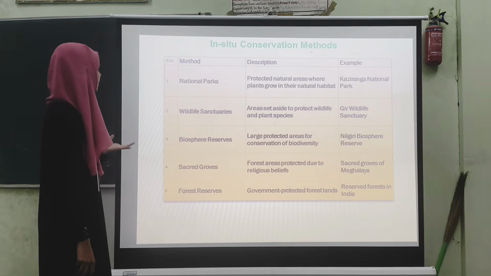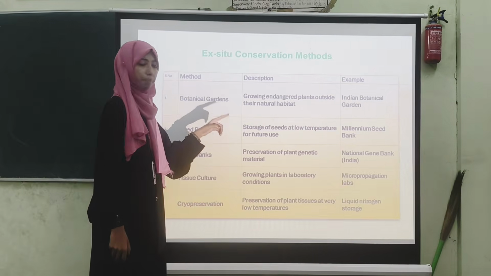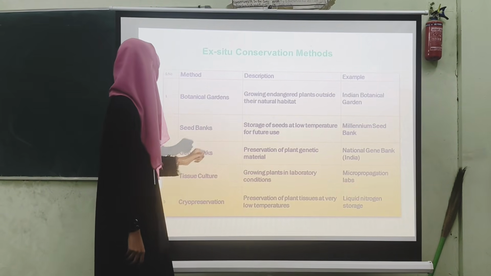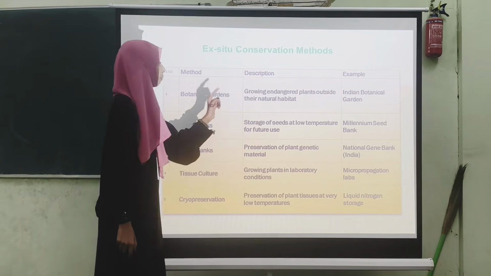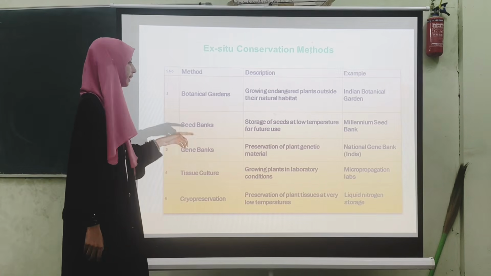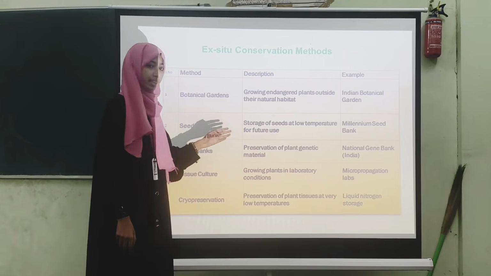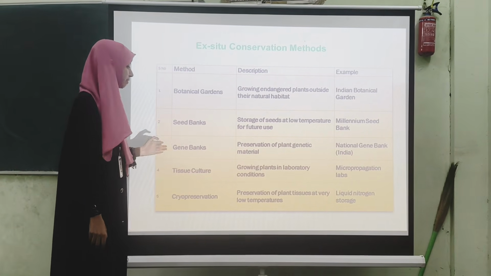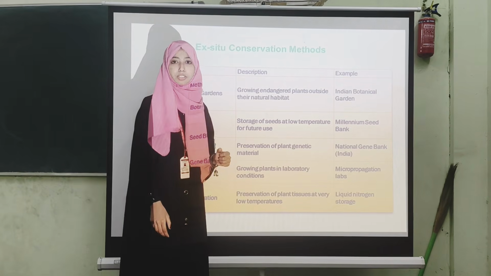The next conservation method is the ex situ method. In this, botanical gardens grow endangered plants outside their natural habitat, for example the Indian Botanical Garden. Seed banks store seeds at low temperature for future use, for example the Millennium Seed Bank. Next, gene banks preserve plant genetic material, for example the National Gene Bank. Tissue culture is growing plants in laboratory conditions, for example micropropagation labs. Cryopreservation is preservation of plant tissues at very low temperature, for example liquid nitrogen storage.